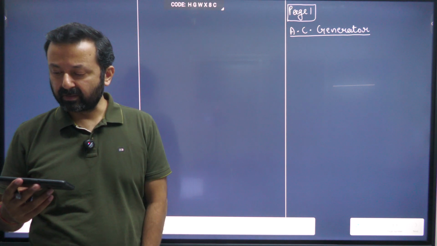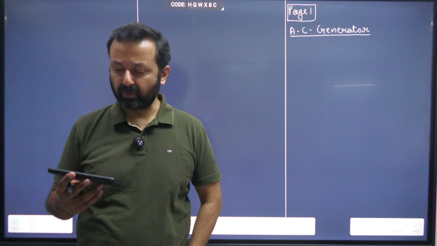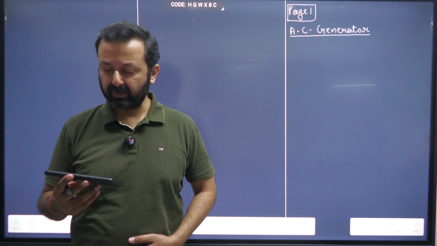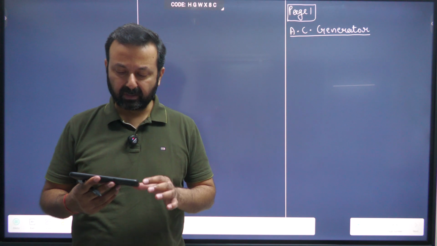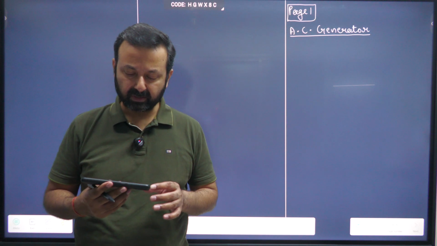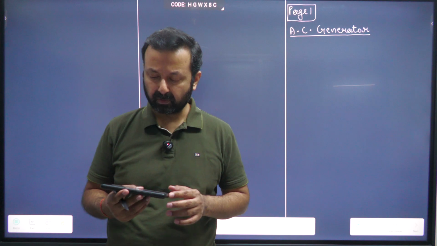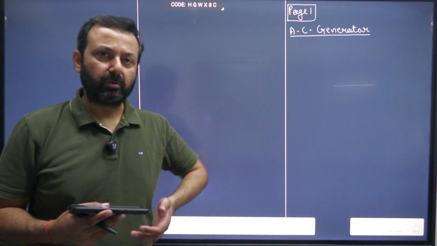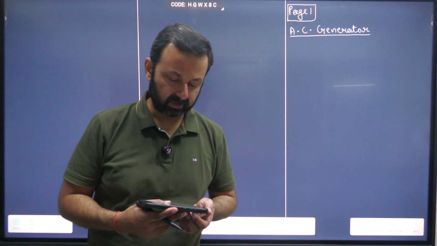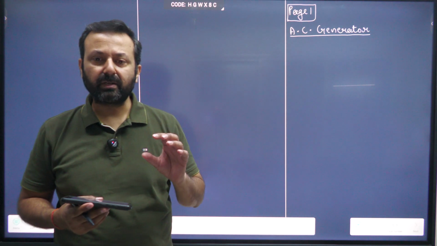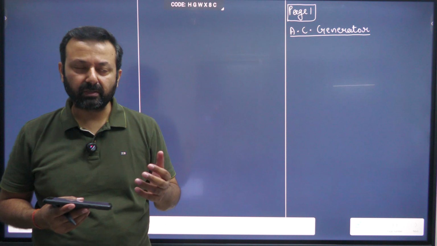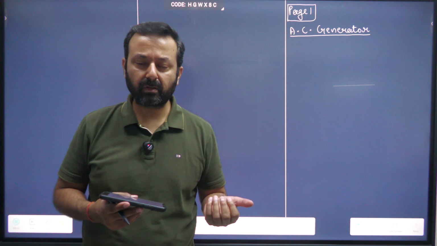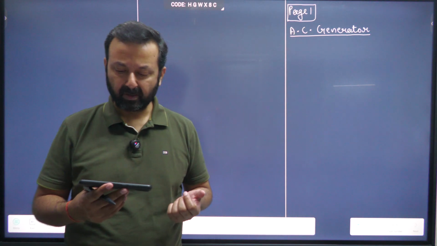An AC generator is the one which produces a current that alternates or changes its direction regularly after a fixed interval of time. That is, it is a device which converts mechanical energy into alternating form of electrical energy. So an AC generator produces alternating current, which changes its direction regularly on a fixed interval.